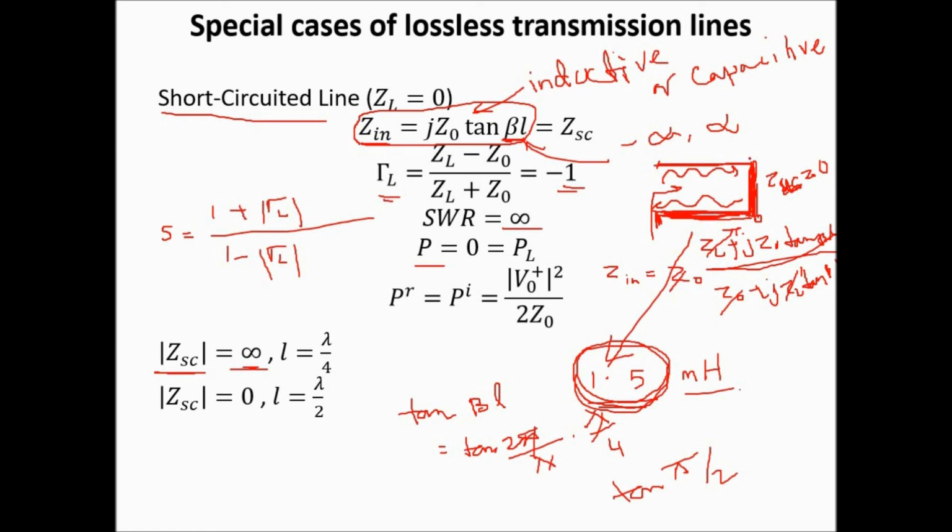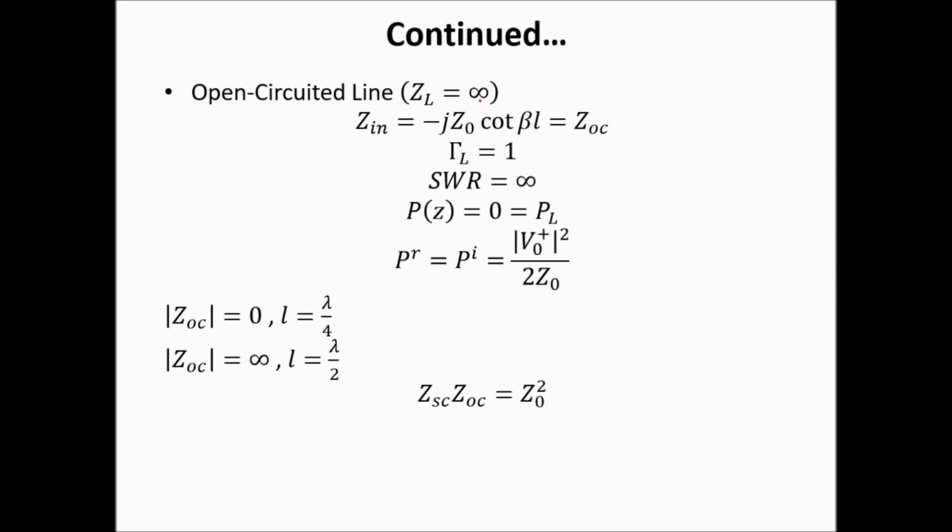If you want to make an infinite impedance, an open circuit like this, then this length will be lambda over 4. Now, the open circuit transmission line. If you have a transmission line that is open, here you have open. Then for the open circuit transmission line, the input impedance in a similar way you will get Z0 cotangent beta L. So cotangent and tangent are reciprocal, right?